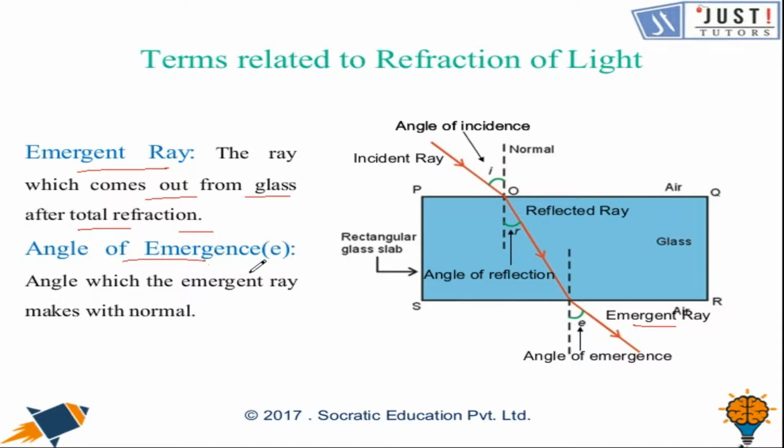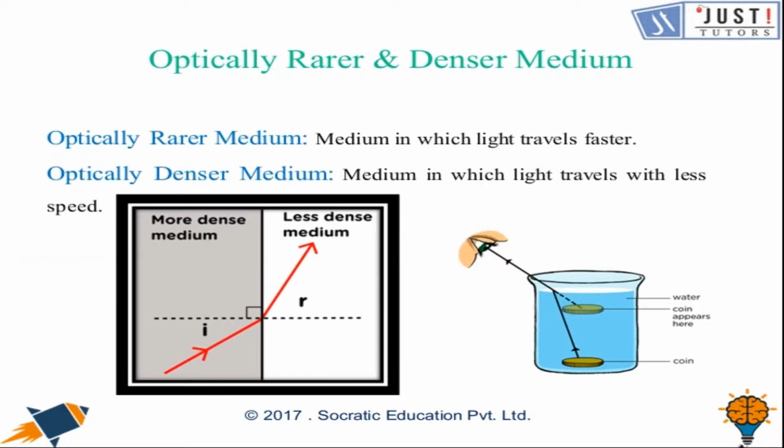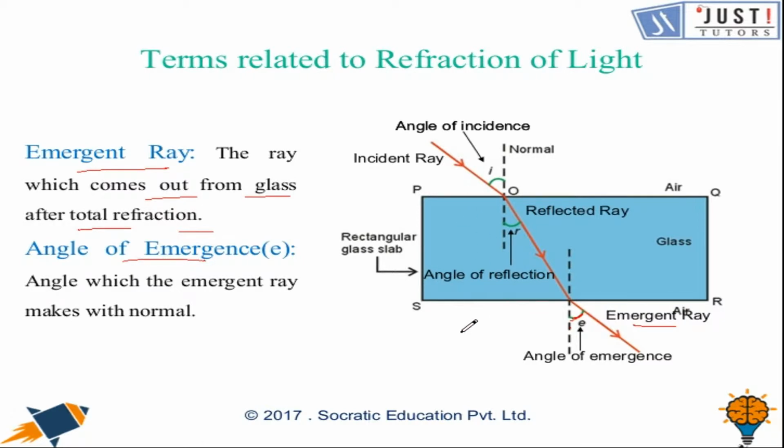Angle of emergence. The angle between the normal and the emergent ray is known as the angle of emergence. One thing to be noted here: in refraction of light, the angle of incidence is not necessarily equal to the angle of refraction, as in reflection of light.